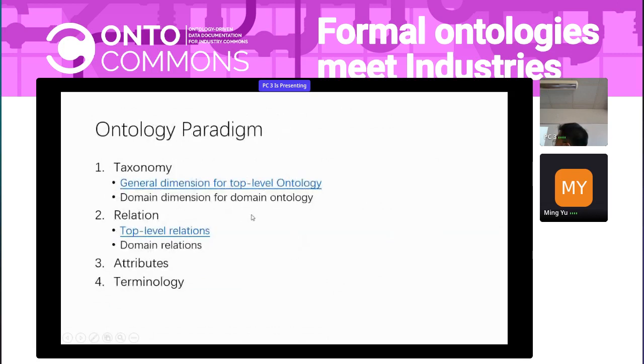So what is the ontology paradigm? There are just three. The first is taxonomy, then the relation and attribute, and the terminology. We will not go into detail.